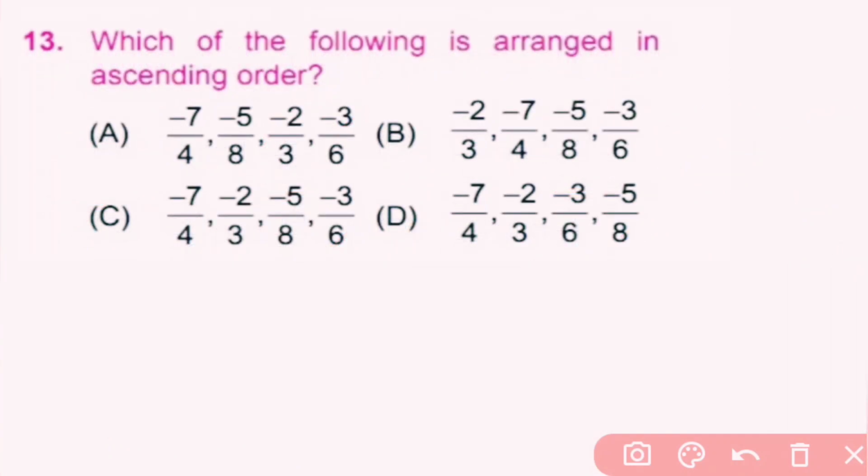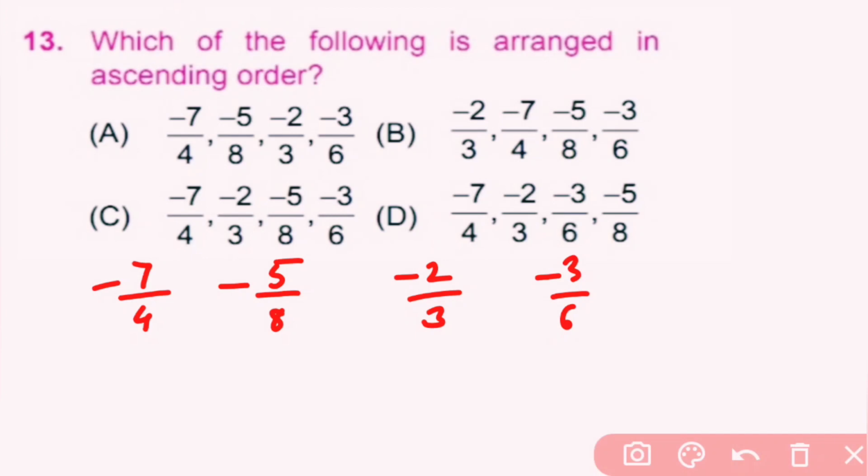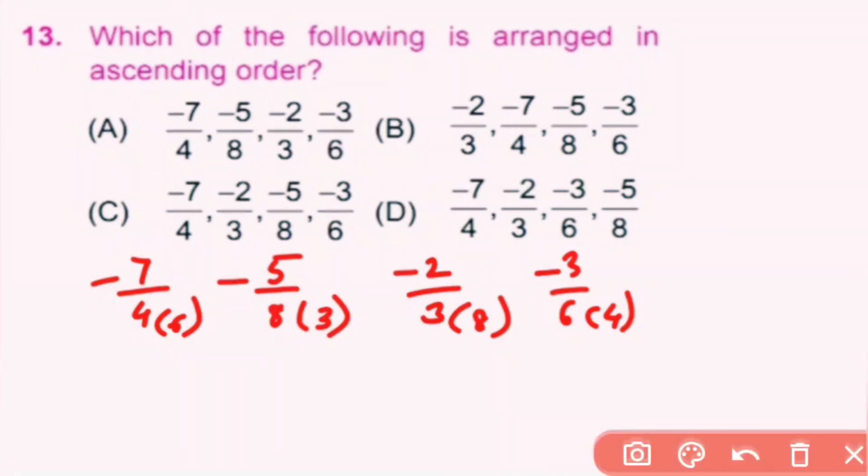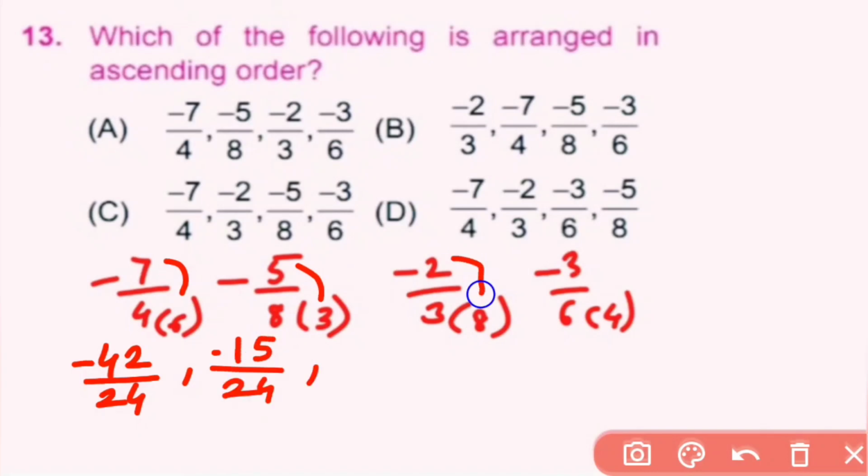Question number 13. Which of the following is arranged in ascending order? So here we first make their denominators the same by finding the LCM of 4, 8, 3, 6. LCM is 24. So here we multiply both denominator and numerator by 6, here by 3, here by 8 and here by 4. So now their denominator is 24 and here minus 7 into 6 is minus 42. Then minus 5 into 3 is minus 15. Then minus 2 into 8 is minus 16. And minus 3 into 4 is minus 12.